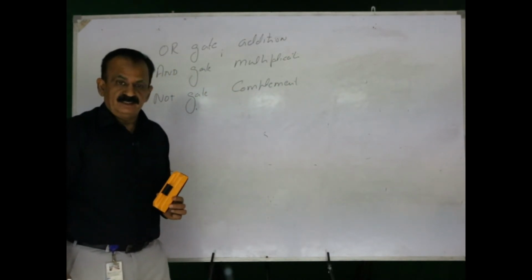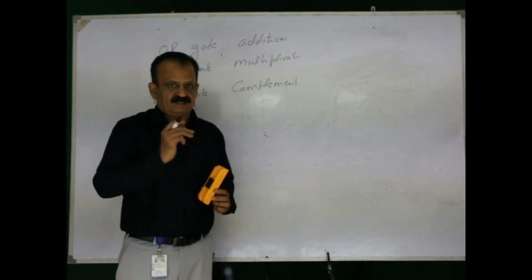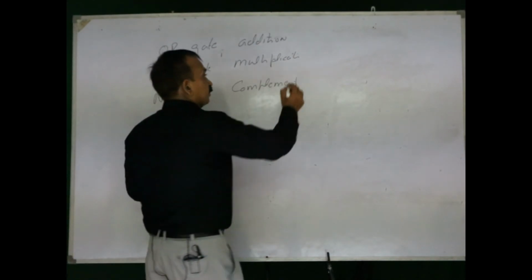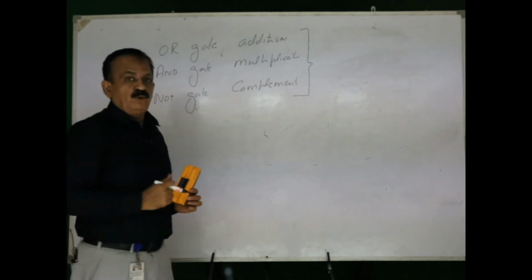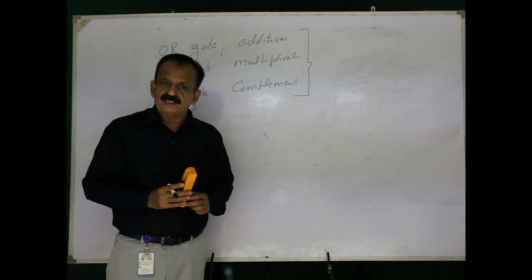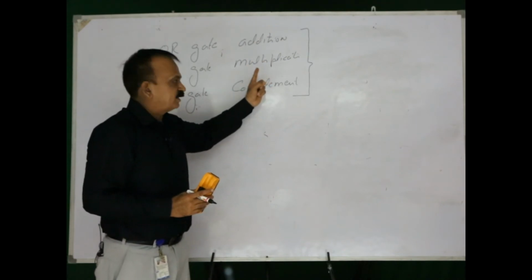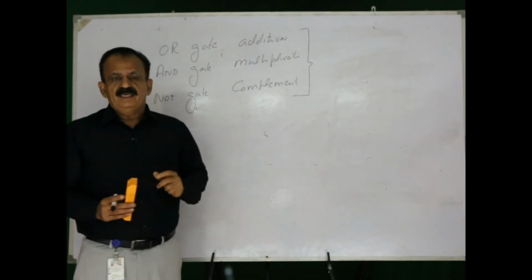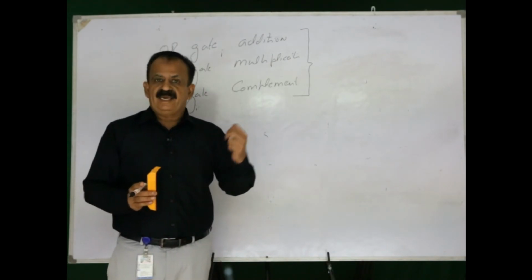Very important, these 3 gates are called basic building blocks. These are the 3 basic building blocks of Boolean algebra or the Boolean logical circuits. That means the Boolean operations will be only 3 basic operations: addition, multiplication and complement. Any circuit can be implemented by using these 3 gates.